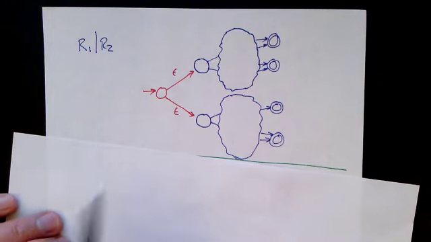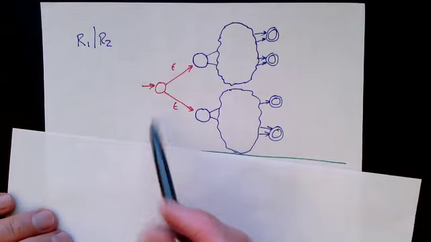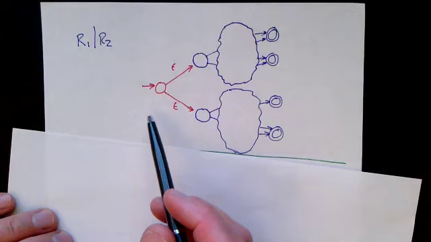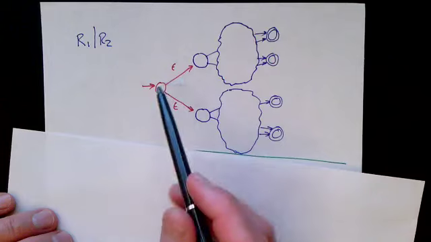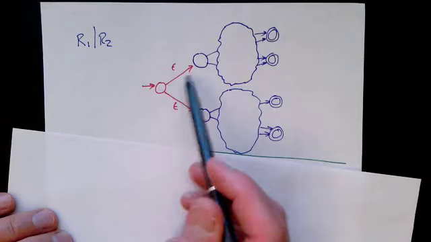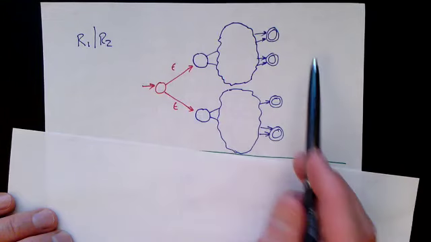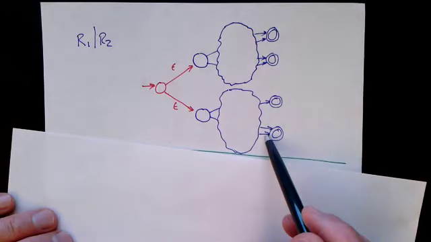Remember when we showed that regular languages were closed under union, we built a machine that looked a little bit like this. Well, here we're doing exactly the same thing. We're adding a new starting state and a couple of epsilon edges. We're keeping our final states to be the same as they were in the smaller machines.